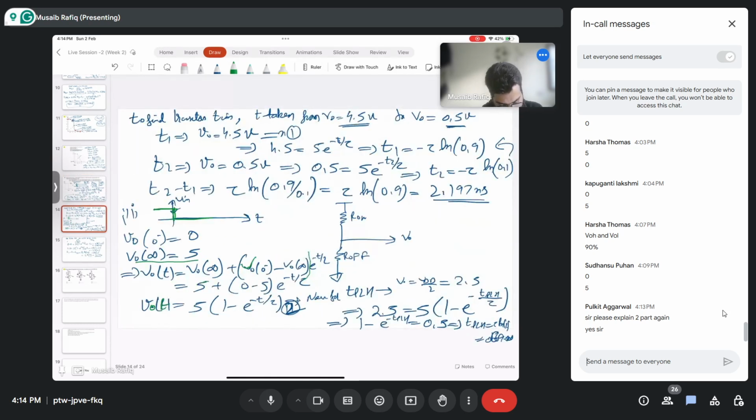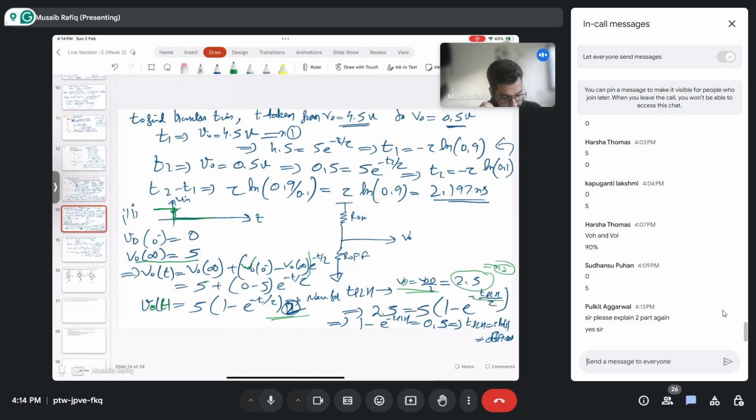Now once I use this equation, I need to find the propagation delay when my output changes from low to high. This point is the 50% value, and my output becomes VDD by 2. So when my output becomes VDD by 2, that is 2.5 volts, I'll put this value in equation 2, and I will have 2.5 equal to 5 times 1 minus e raised power minus tp low to high divided by tau.